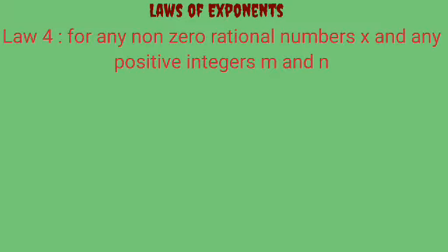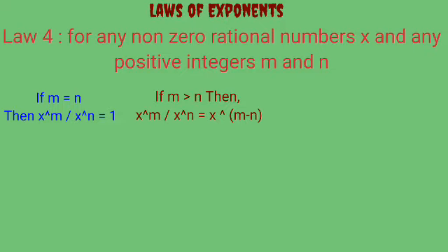Now the fourth law is, for any non-zero rational number x and for all positive integers m and n, if m equals n, then x to the power m divided by x to the power n is equal to 1. And if m is greater than n, then x to the power m divided by x to the power n is equal to x to the power m minus n. And if m is less than n, then x to the power m divided by x to the power n is equal to 1 by x to the power n minus m. That means in case of division, if the bases are the same, then the powers will be subtracted.